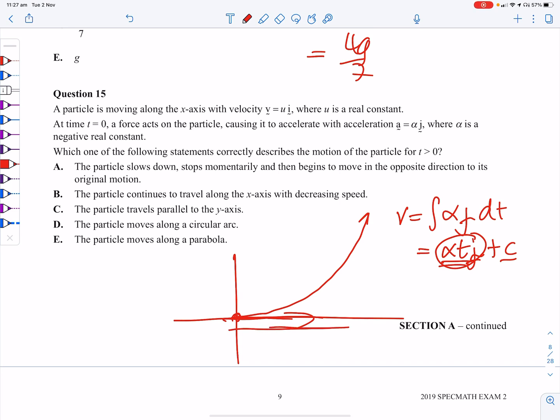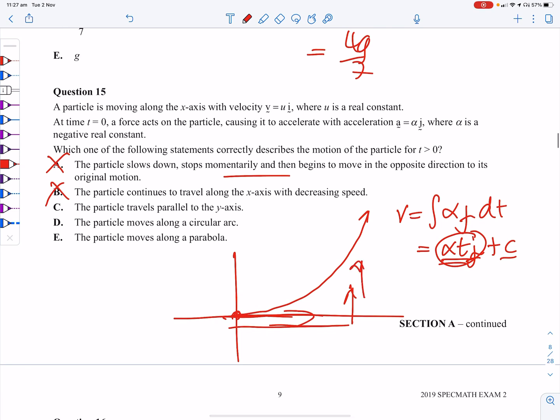So it's going to have a horizontal component and a vertical component. Slows down, stops? No, that doesn't happen. The particle travels along the x-axis? No, because it's being pulled upwards. Parallel to the y-axis? No, because it's still got that force going to the right. Particle moves in a circular arc? No, it's not going to be a circle, it's going to be a parabola.